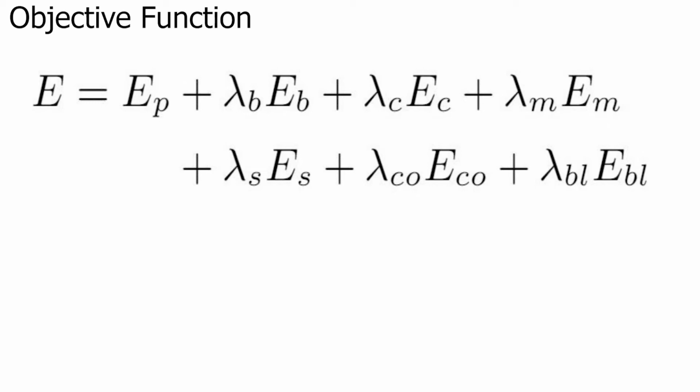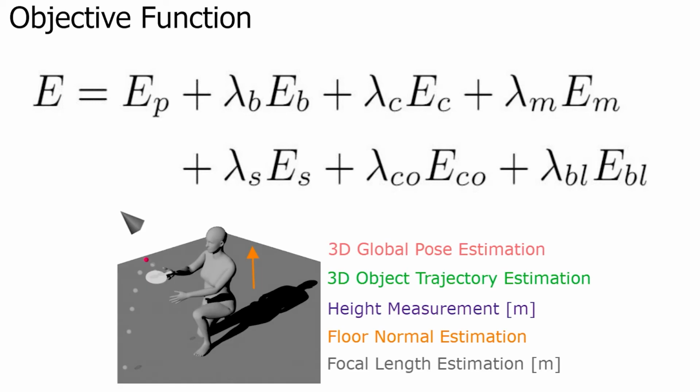At the end of optimization, we obtain the initial object's position and velocity, focal length, the direction of the gravity vector, bone lengths, corrective translations, final object trajectories, and global 3D human poses, all in metric units.